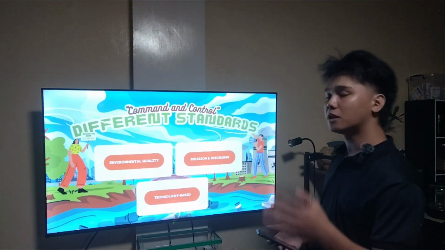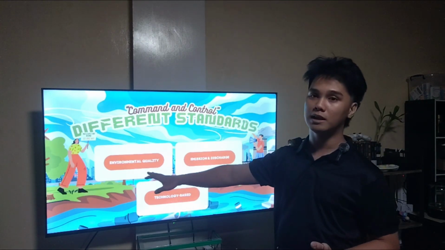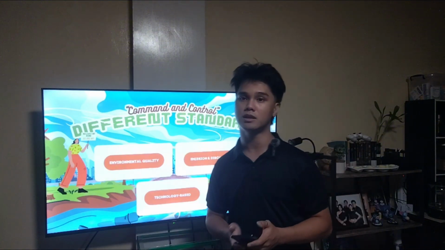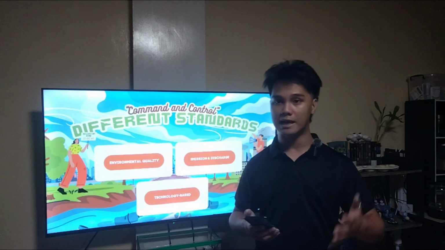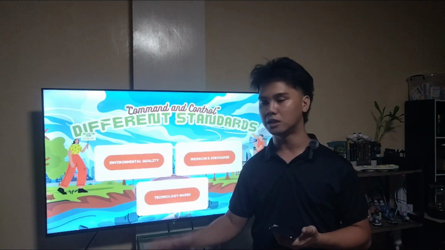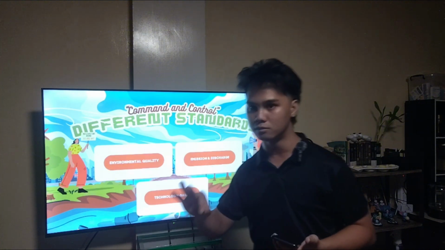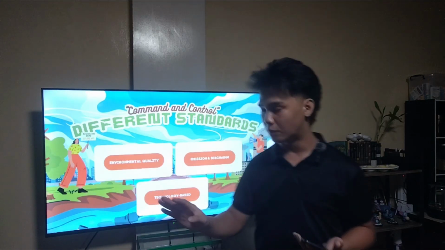And then, ito na yung mga different standards na meron tayo. Meron tayong environmental quality, kalidad ng lugar. So let us say when you're trying to mitigate yung dumi, kalat sa inyong lugar, meron tayong standard para doon. Sabihin natin yung standard natin, dapat bawat sulok 3 plastic lang ng candy ang pwede. Mga ganong standard. Pero example lang yan.